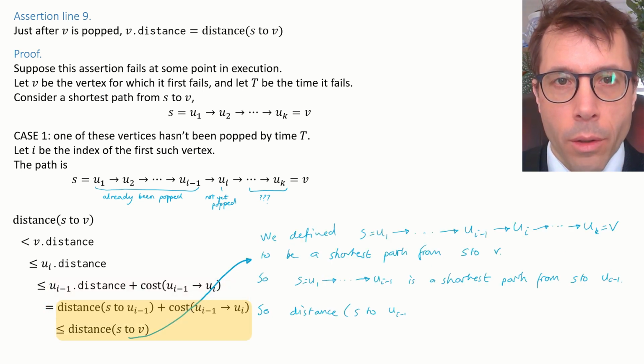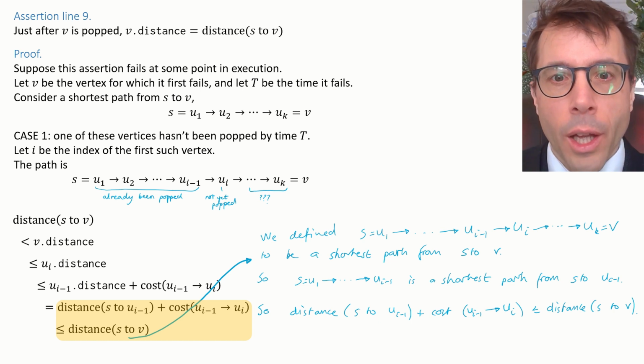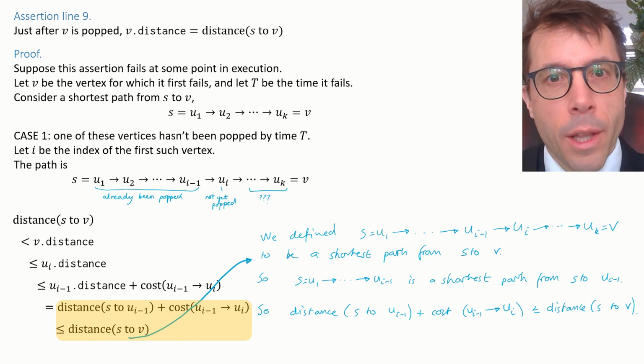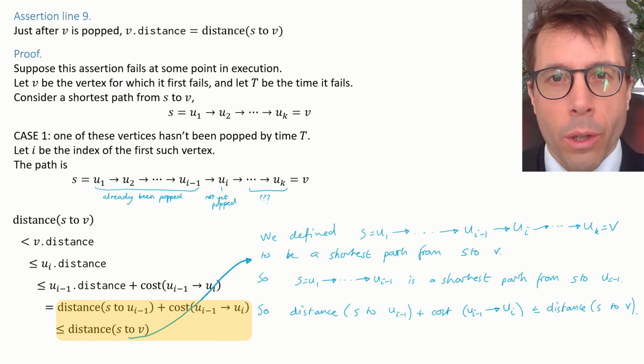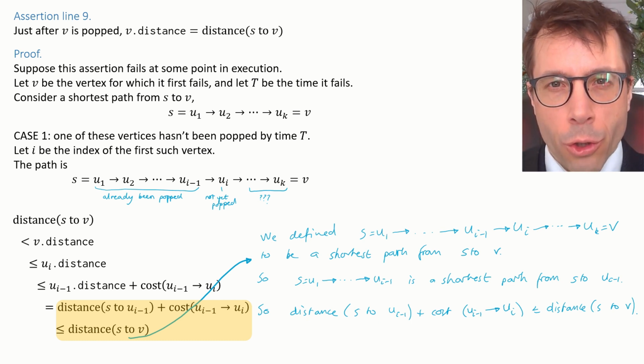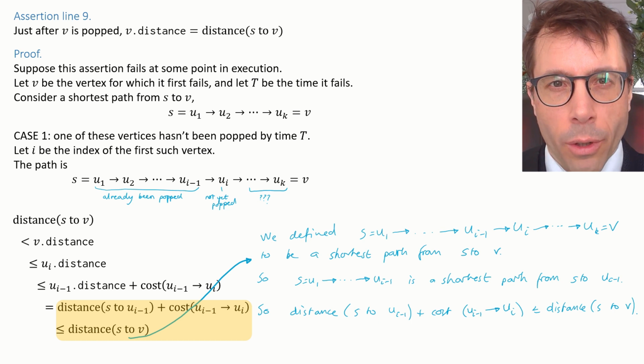And finally, the last inequality. There's nothing computational in this inequality, it's purely a statement about Platonic mathematical distances. To see where this inequality comes from, look back at the shortest path we're considering. We said, let u1, u2, ... uk be a shortest path from S to V. In other words, the distance from S to V is equal to the sum of the edge costs along this path.